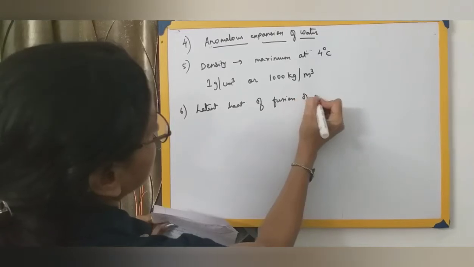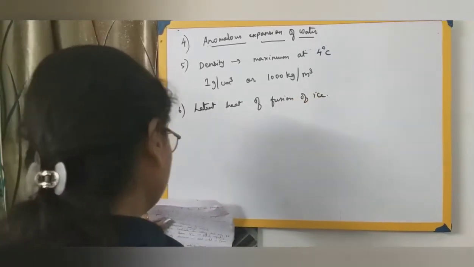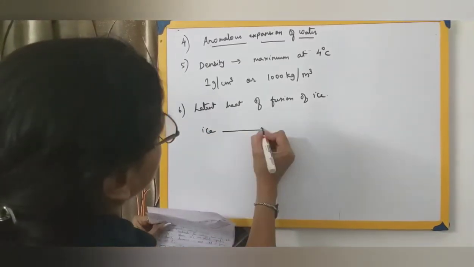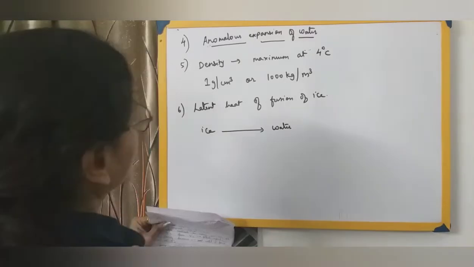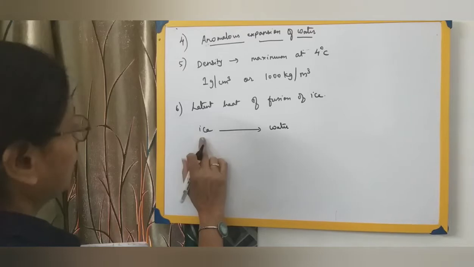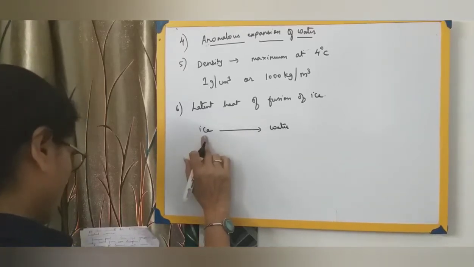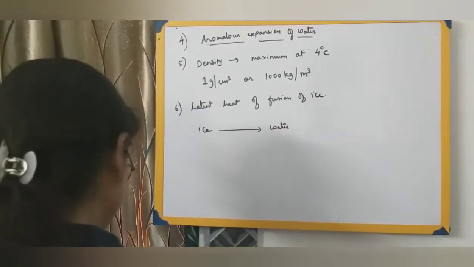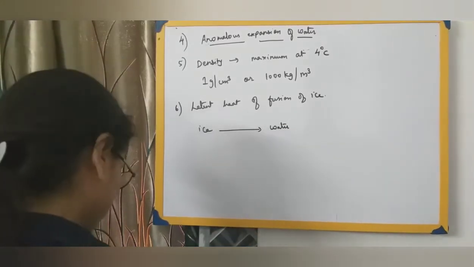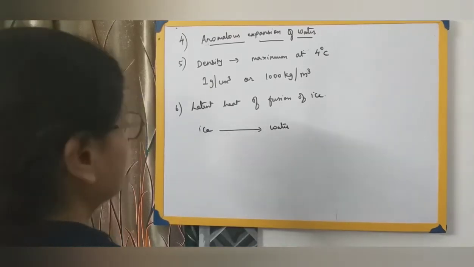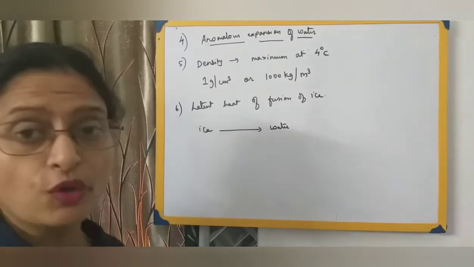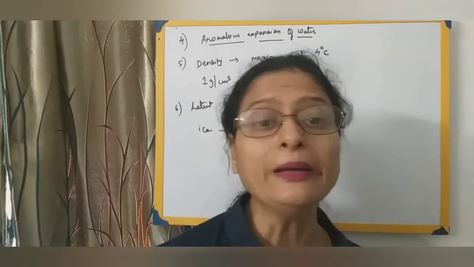Now just imagine, if you have ice and you want to change it into water, you have to supply some heat. So the amount of heat required to change 1 gram of ice into 1 gram of water, it will be absorbing that heat. This amount of heat required is called the latent heat of fusion of ice. So we can say it is the amount of heat required to change from solid to liquid state at its melting point.